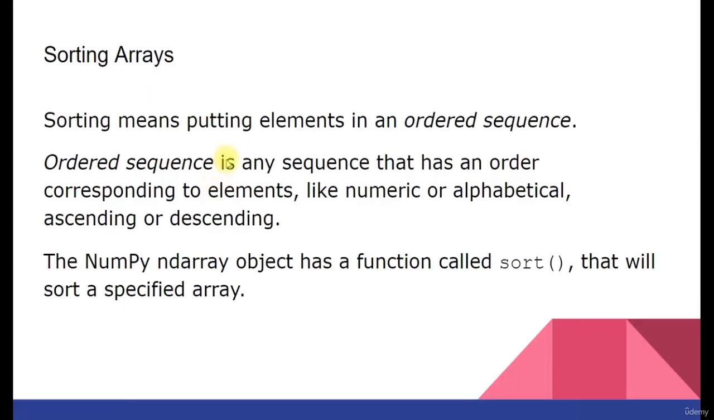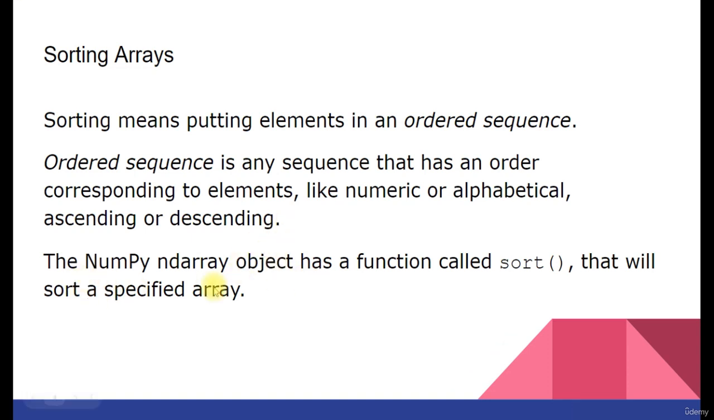Now after learning about the where method and how to perform the search operation inside the NumPy array, let's understand sorting of NumPy arrays. Sorting means putting elements in an ordered sequence. Very simple. An ordered sequence is any sequence that has an order corresponding to elements, like numeric or alphabetic. So we can perform sorting on an array containing numeric or alphabetic values, in ascending or descending order.